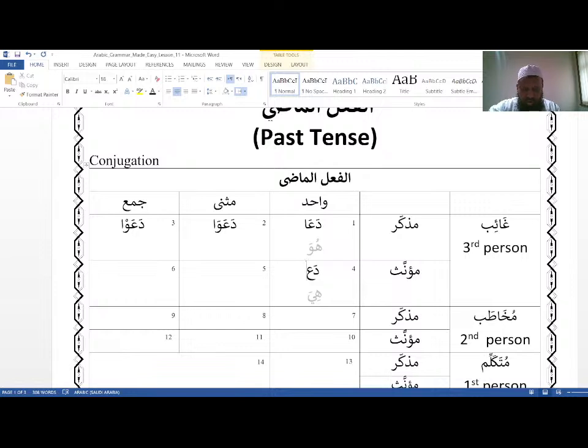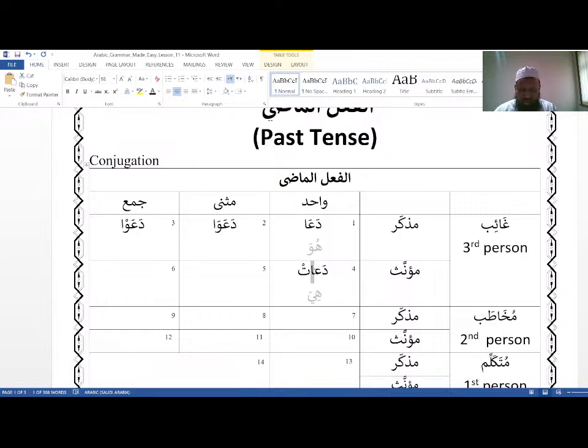So the original siga was da'a. We need a ta sakin to make muannas. It becomes da'at. But there's a problem here. Again, the rule is, remember, whenever an empty alif comes, the empty alif is considered a sakin alif. Although we pronounce it stretching, it is considered to have a hidden sukun on it.